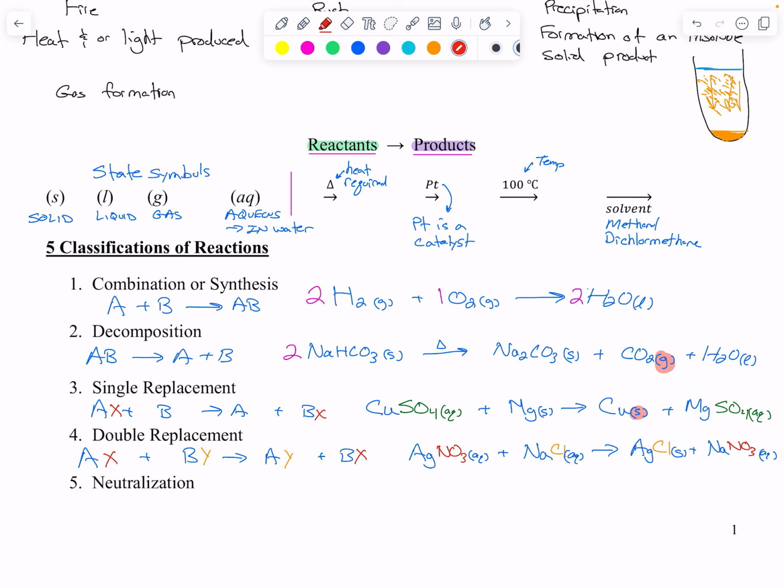You make copper, right? Magnesium looks like a certain silver metal, and copper looks like copper. Plus, copper 2 sulfate in solution is blue, and magnesium sulfate in solution is colorless. Here, you make a solid for the double replacement. The last one is neutralization, where you have an acid plus a base goes to a salt, which is any ionic compound, plus water.